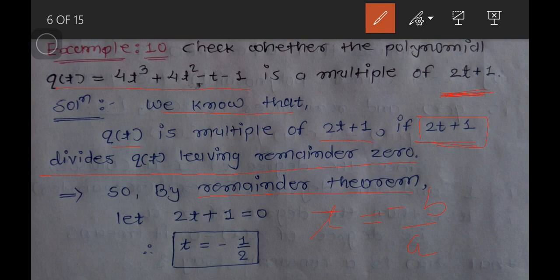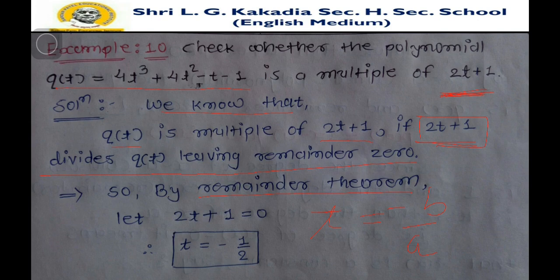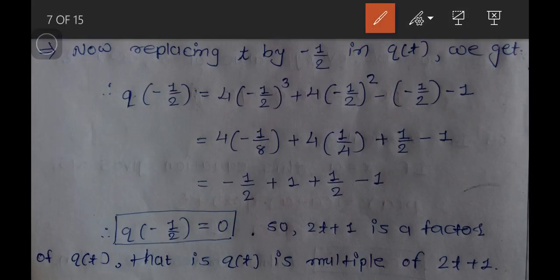Now what we do, we put this value in q of t, and if we get the answer as 0, then we can say it is proved. So now let me put minus half in q of t. We replace t by minus half in q of t. Then we get q of minus half is equal to 4 into minus half cube plus 4 into minus half square minus minus half minus 1. So now 4 into minus 1 over 8, because when we get the cube of 1 by 2, it will be minus 1 over 8, because the cube of any minus value has a minus sign.